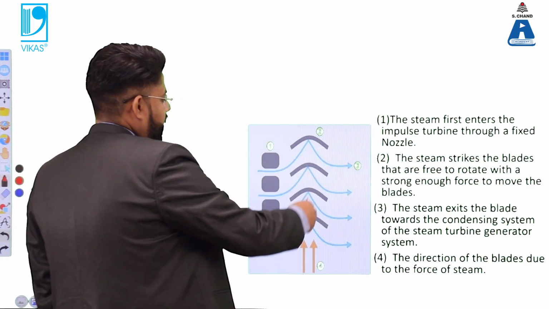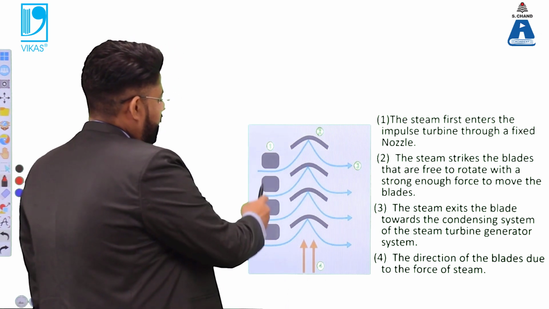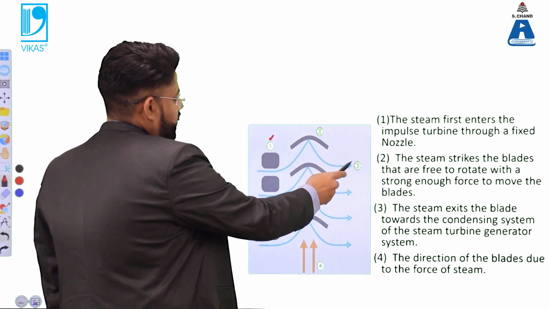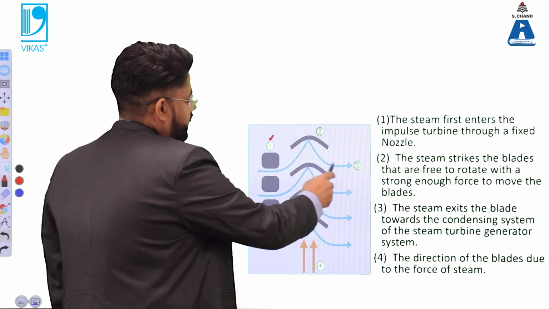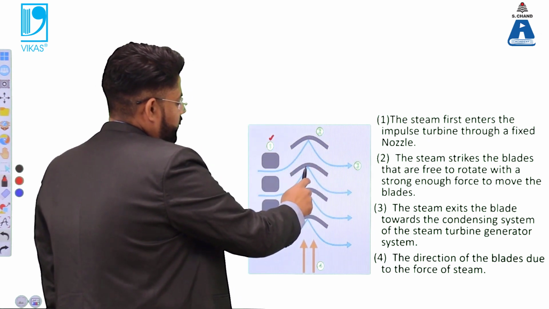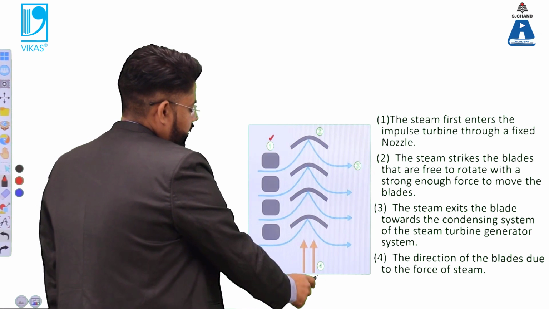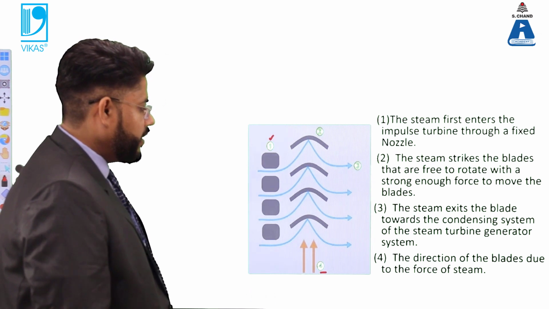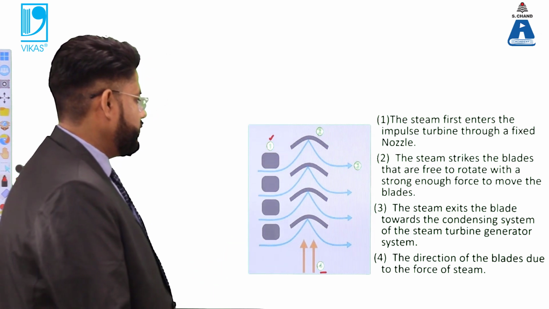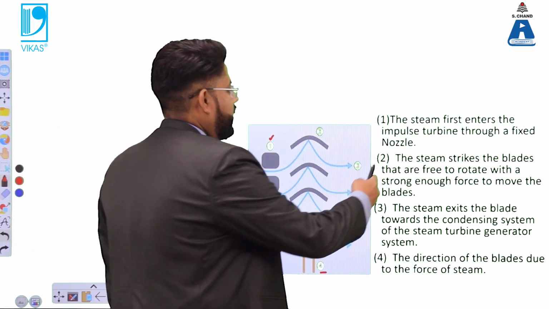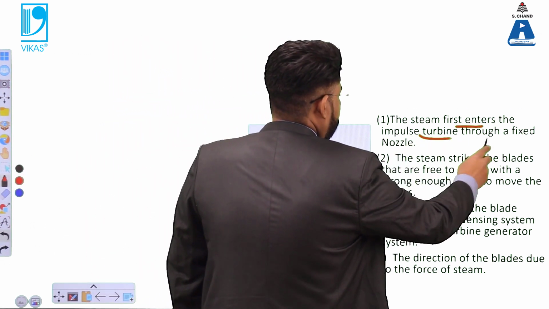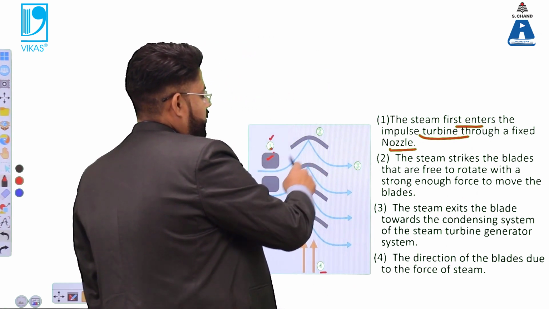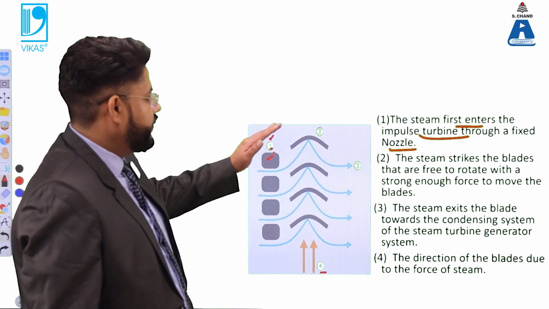Herein you can see what happens inside. From this nozzle, I have labeled it 1, then 2, then 3. So it goes into the blade, and then from the blade it moves outside. And additionally, this 4 is the direction of the blade because of the force. The 1 indicates that the steam first enters the impulse turbine through the fixed nozzle. So you have a fixed nozzle here, and the steam enters into the turbine through the fixed nozzle.